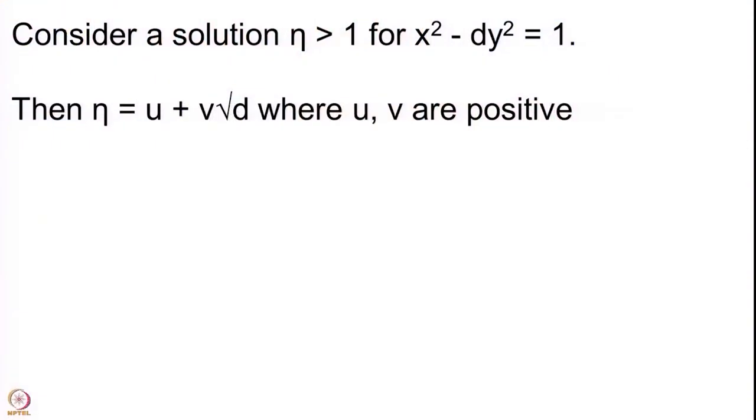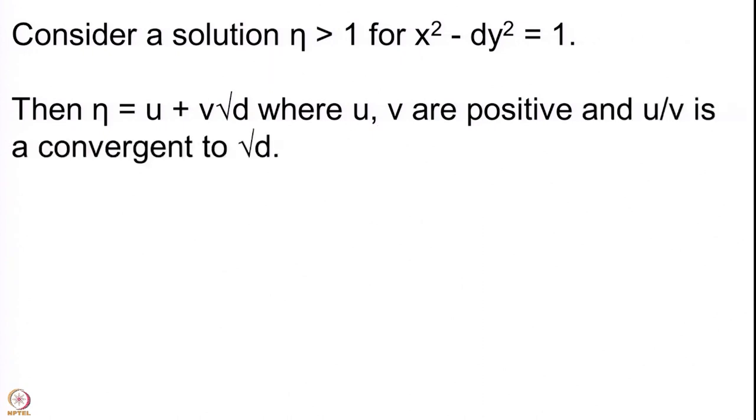But what now we want to do is to find the solution in the general case. So, we are going to start with d to be a positive square free integer, and we are going to write down the solutions to the Brahmagupta equation u square minus dv square equal to 1. So, we consider such a solution eta bigger than 1. For x square minus dy square equal to 1, then this eta will be of the form u plus v root d, where both u and v are positive. This is something that we have already seen. Such an eta is going to be in the set capital A that we had defined earlier. So, here both u and v are clearly positive. Moreover, u by v is going to be a convergent to root d. So, let us see how this comes about.